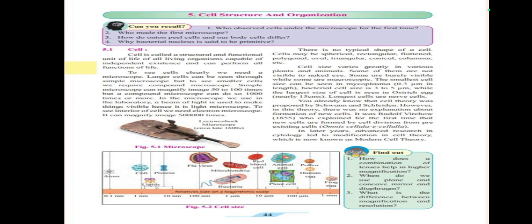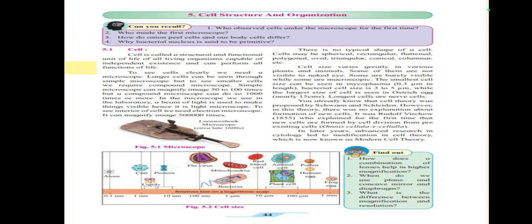Let's start. Cell. Cell is called a structural and functional unit of life of all living organisms, capable of independent existence and can perform all functions of life. To see cells clearly, we need a microscope. Large cells can be seen through a simple microscope, but to see the smaller cells we require a compound microscope. A simple microscope can magnify an image 50 to 100 times, but a compound microscope can do so 1000 times or more.